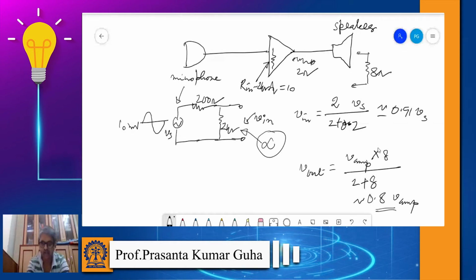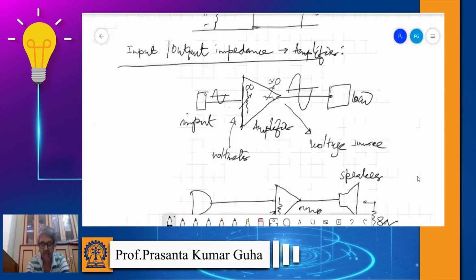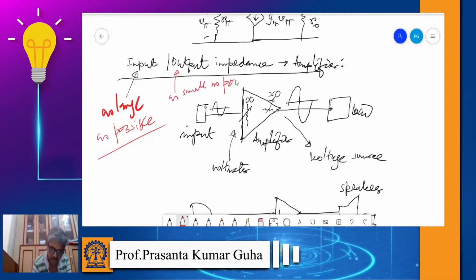In other words, as I said, the input impedance of the amplifier should be as large as possible, so that it shouldn't load the input which it is interfacing, whereas the output impedance should be as small as possible, so that it can deliver the entire amplified signal to the load.